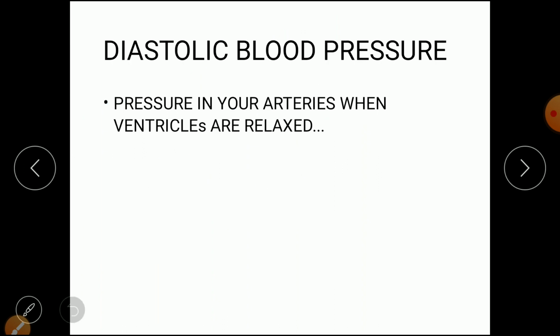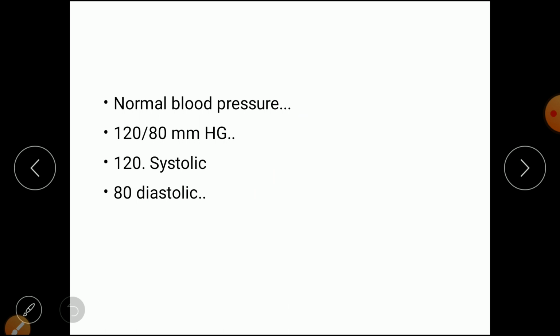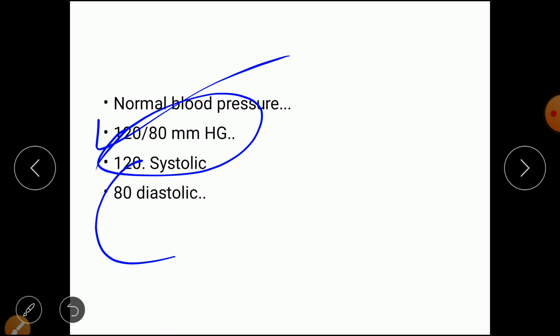Now the diastolic blood pressure. Diastole generally means relaxation. So the pressure in your arteries when the ventricles are relaxed is the diastolic blood pressure, or we can say the minimal pressure in our arterial wall during diastole. The normal value of the diastolic blood pressure is 80 mm of Hg. So the normal blood pressure is 120 by 80 mm of Hg, that is systolic by diastolic. Systolic is 120 and diastolic is 80.